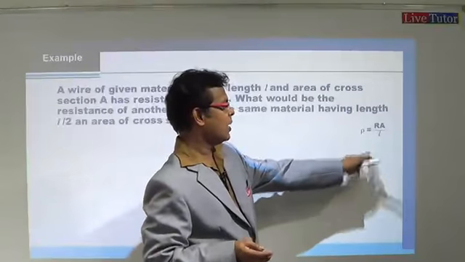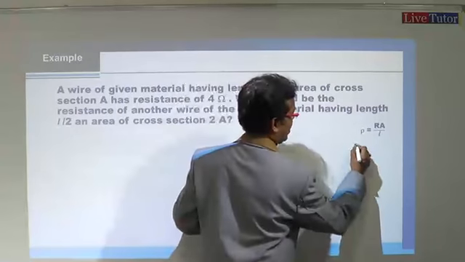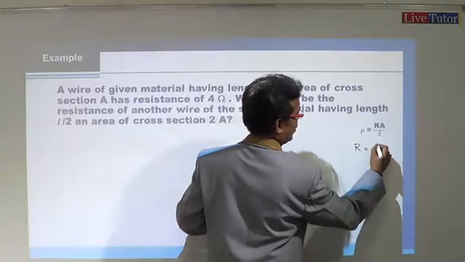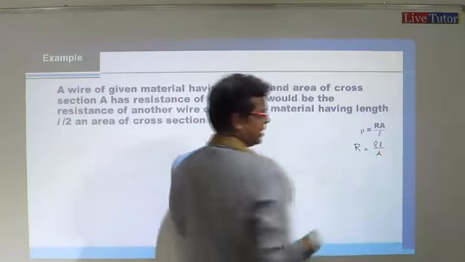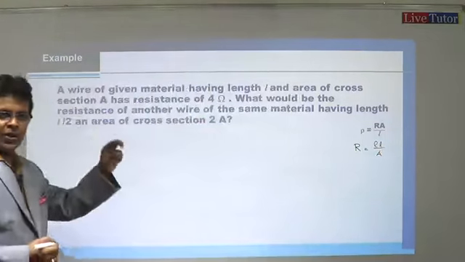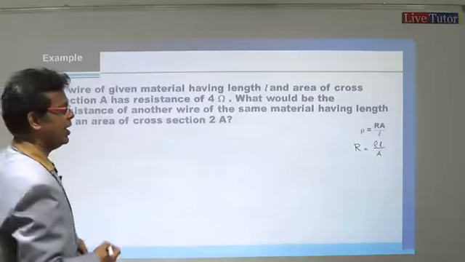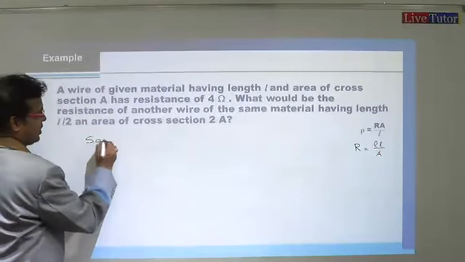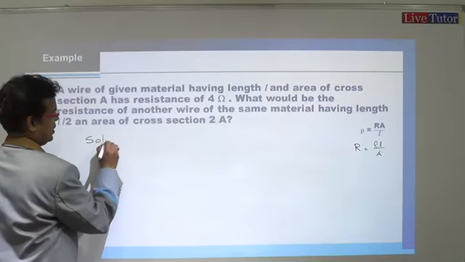So by using this formula, R is equal to rho L by A, we are going to substitute. Now take the first point of this question.